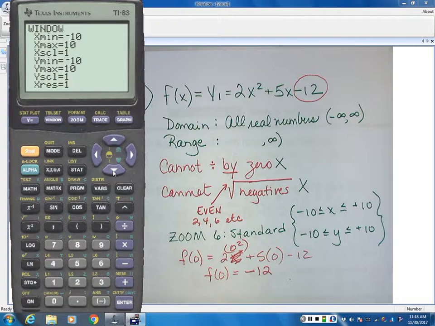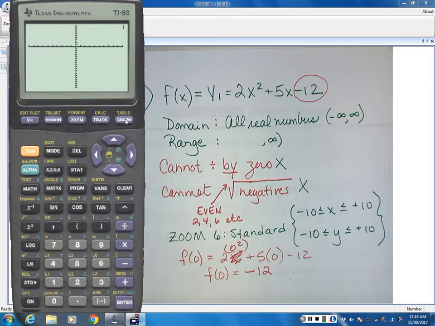Now, for some functions, -20 wouldn't be far enough. So always try to figure out by looking at your graph and at your function what the y-intercept is. So the y-intercept on this is -12. I think we might need to go to -20. So I'm going to change that to -20. And then we'll graph it again. And now I can see the bottom of the parabola.